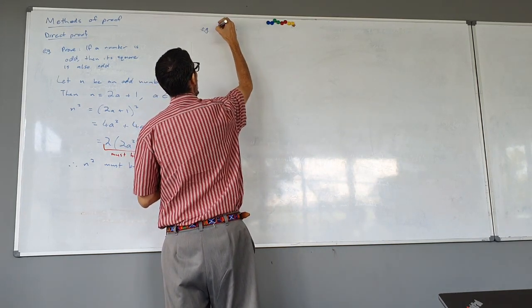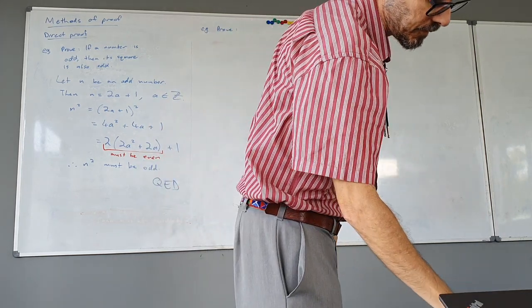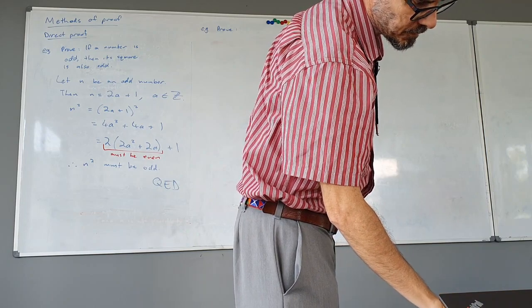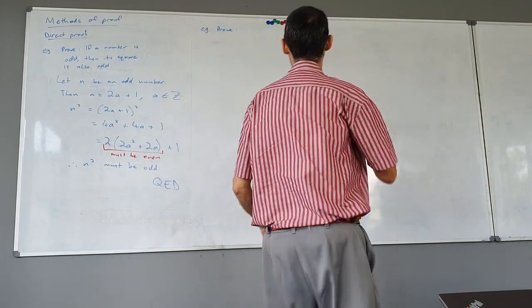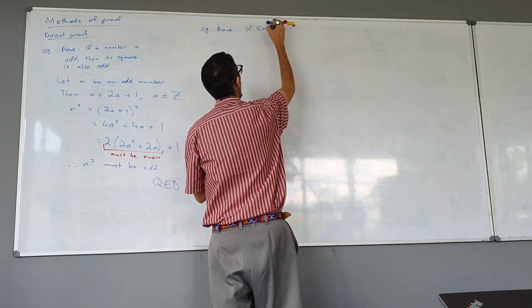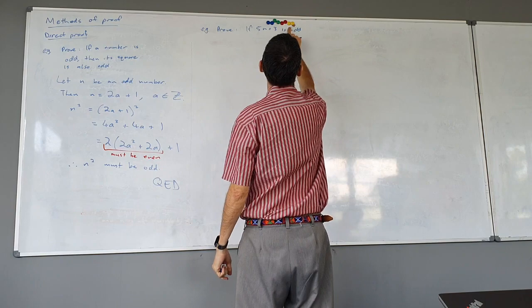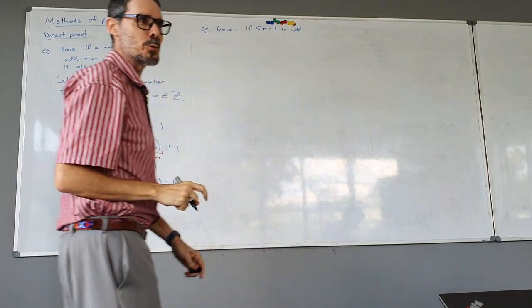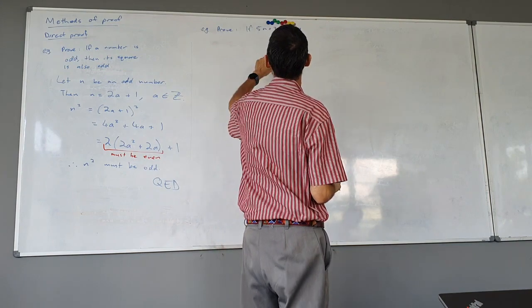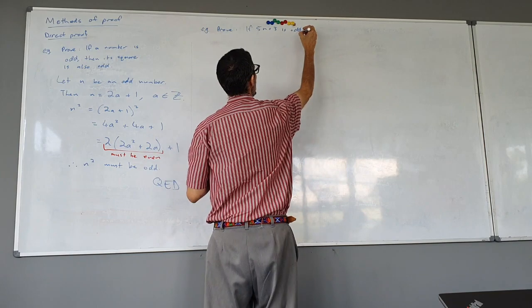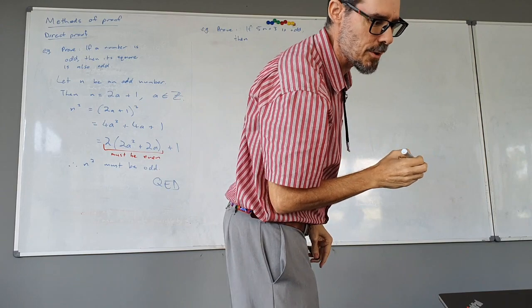Prove: if 5n plus 3 is odd, then n must be even. Does it sound right? Yes, n is even.